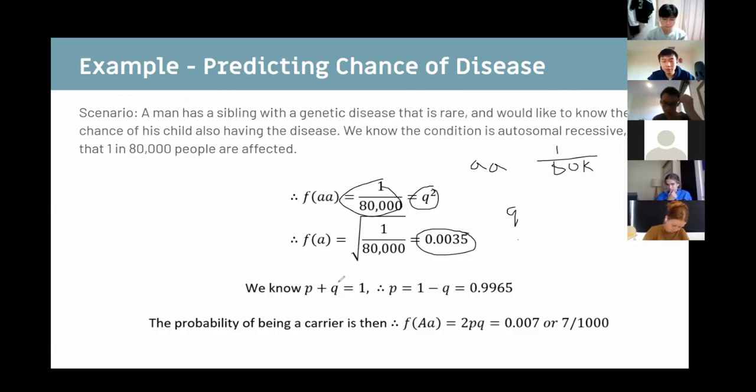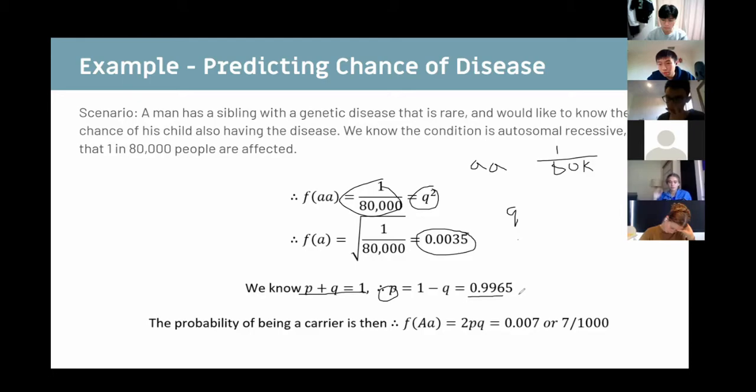And we know that P plus Q equals 1, as we said before, because the percentage of dominant alleles plus the percentage of recessive alleles has to equal 100%. It makes up all the alleles, right? So it has to equal 100%. So then we can find P. P will just be 1, or 100%, take the proportion of Q.